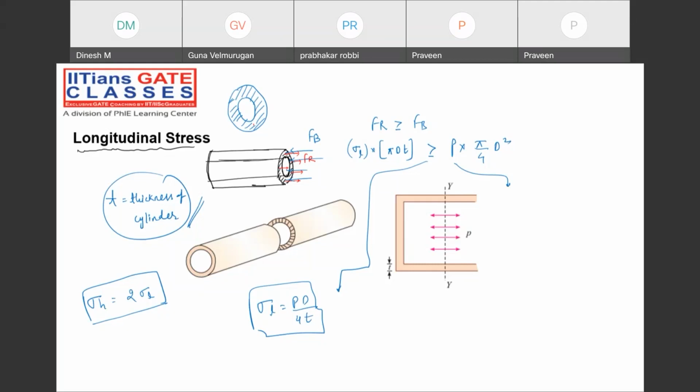Once it is done, let me know. How do you classify anything as a thin cylinder or thick cylinder, sir? When can you classify the thin cylinder and thick cylinder? When do you say any pressure vessel to be thin or thick? Now, once it is done, let me know. Done? Is it done? Perfect.